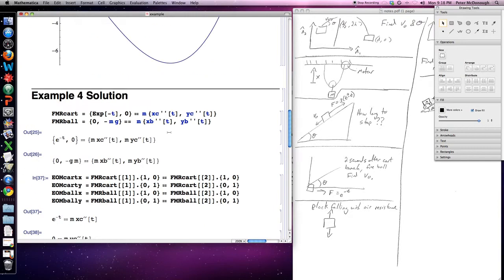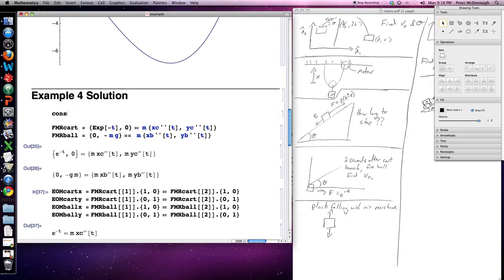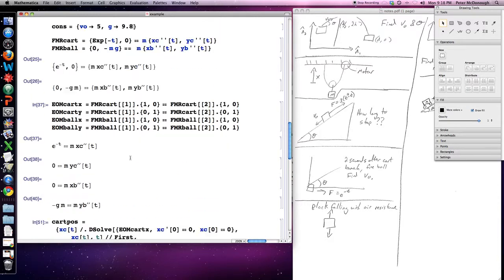Well, let's plug in some constants here and see if we can figure some things out. Maybe we've got an impossible situation. Maybe it never hits or something like that. Let's set v naught equal to 5. Let's say g is 9.8. Did I make g negative down here? I did.